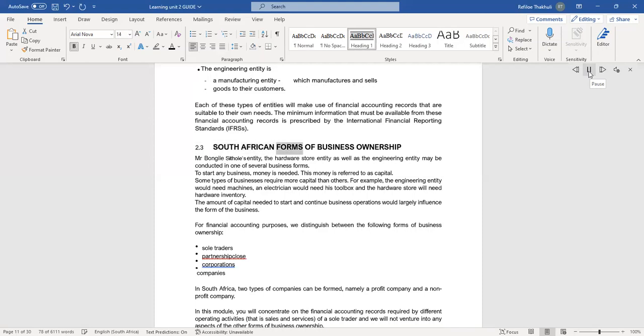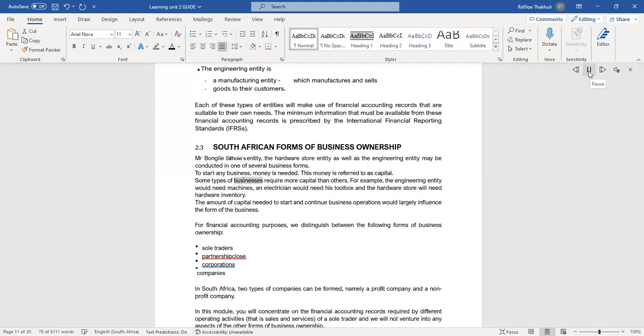2.3 South African forms of business ownership. Mr. Bongil's entity, the hardware store entity as well as the engineering entity may be conducted in one of several business forms. To start any business, money is needed. This money is referred to as capital.